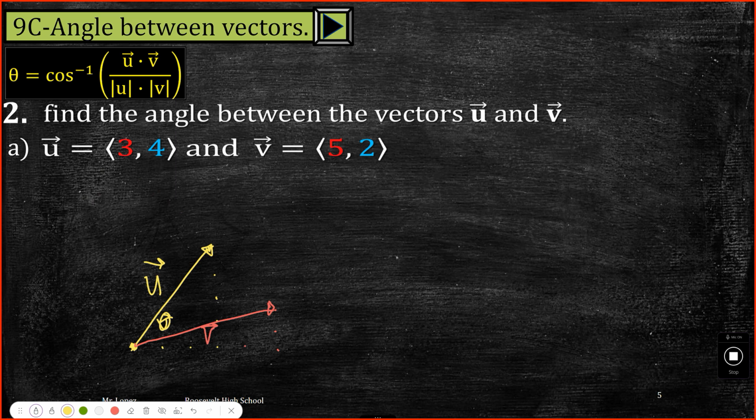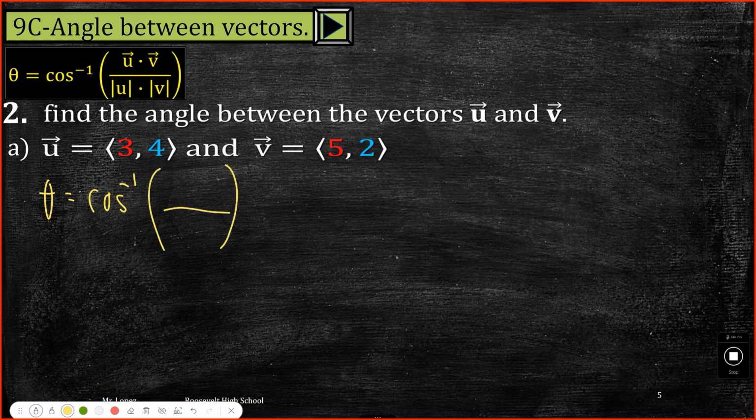All right, let's go ahead and do this. The formula says that theta will equal the cosine inverse of u dot v, which is the dot product. What's the dot product of u and v?